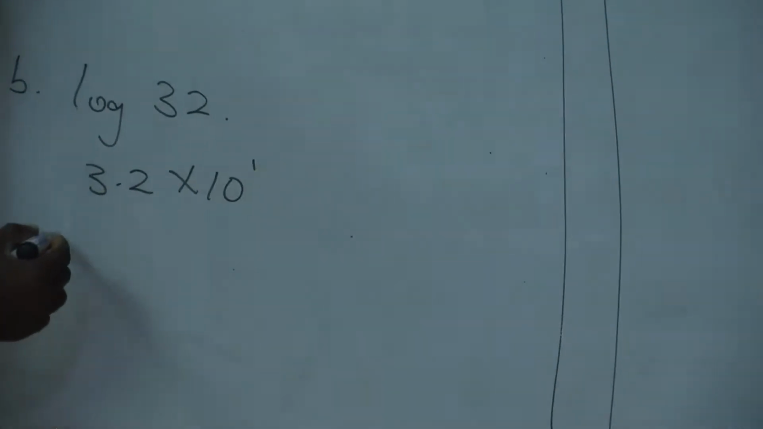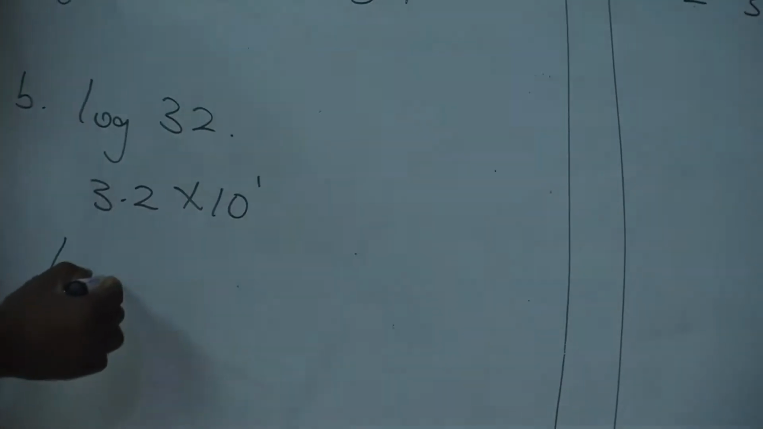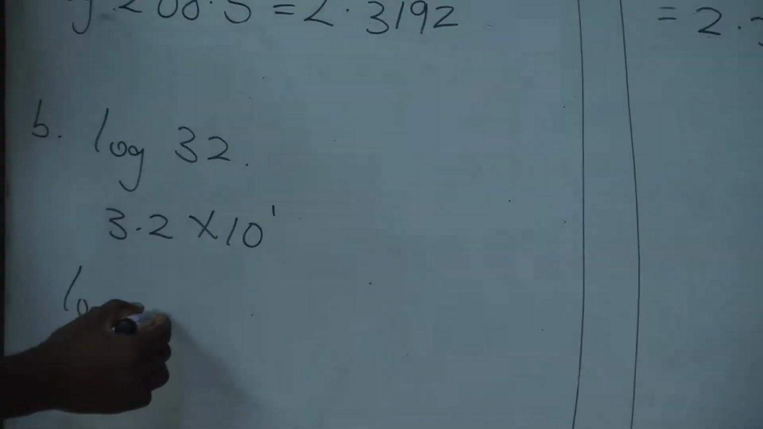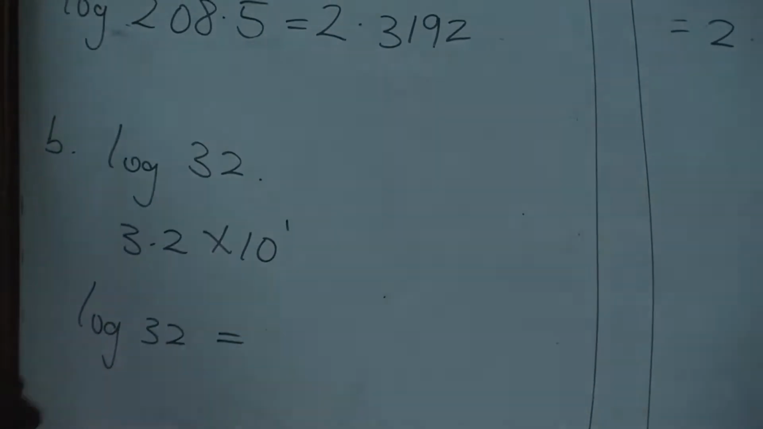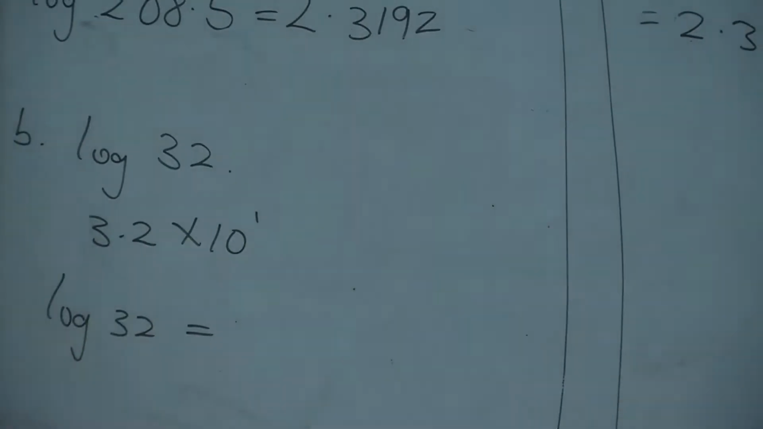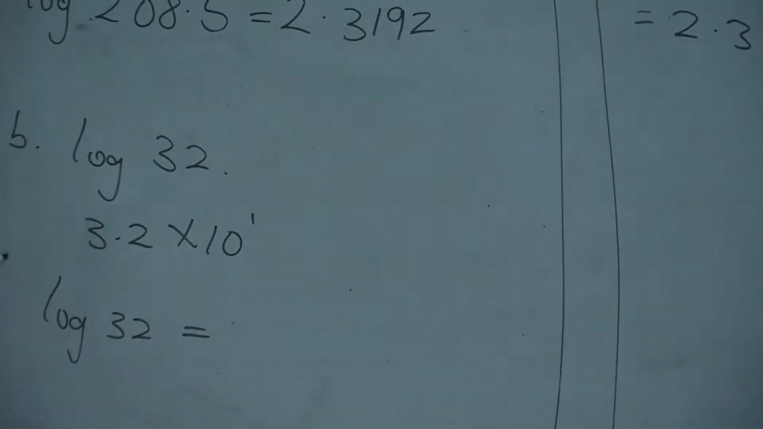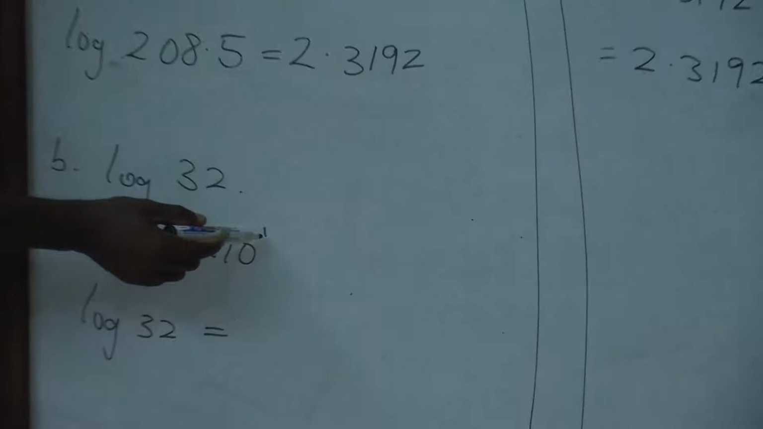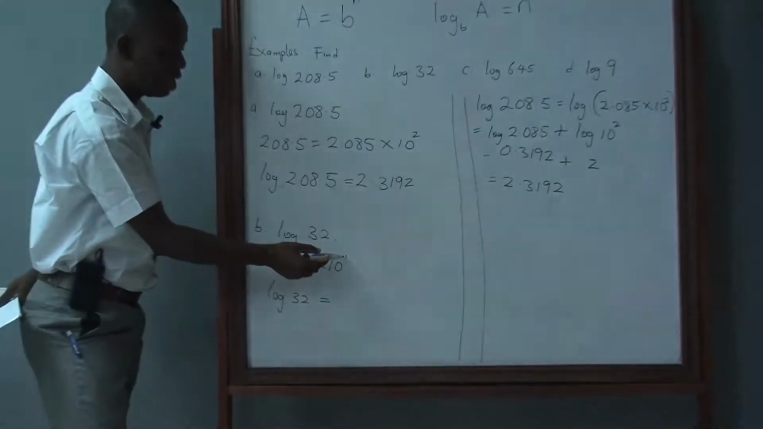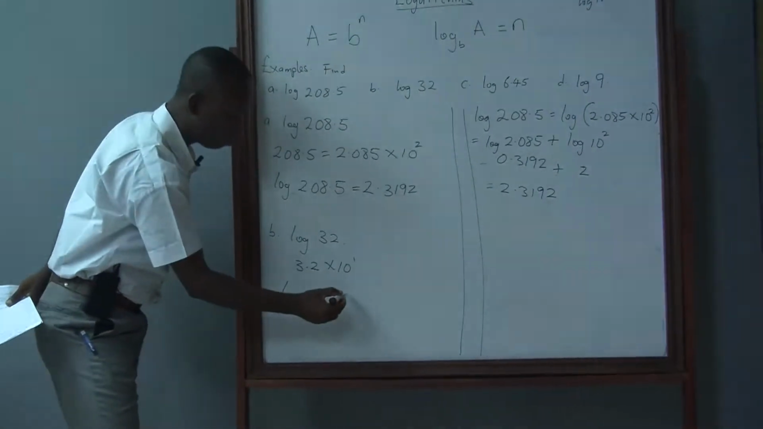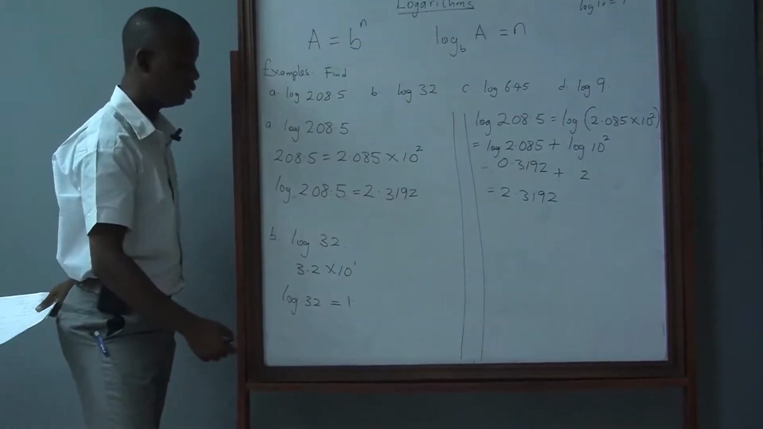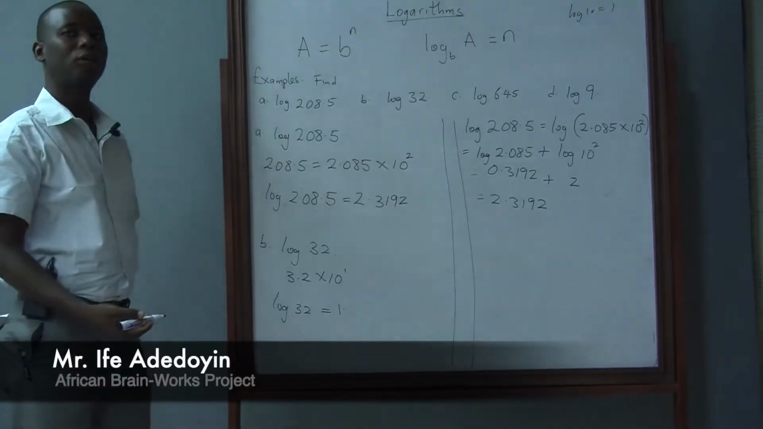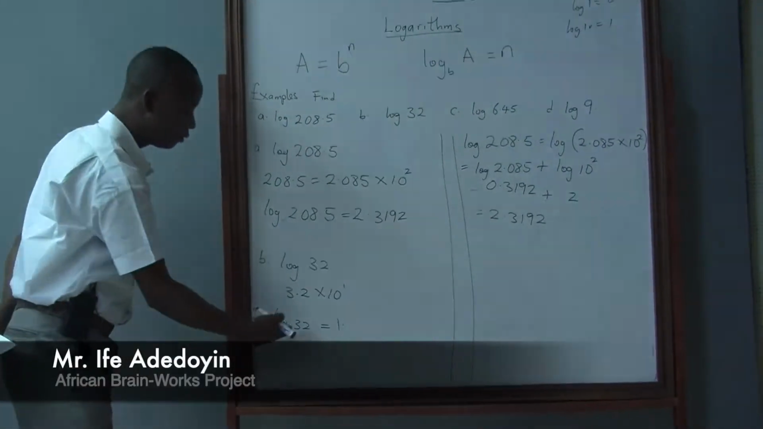Yes. So we have log 32 equals to, now the first part, which is the characteristic. According to what we have earlier, it's going to be the power that 10 is raised to. And here, 10 is raised to the power of 1. So 1 point. Then we now go to check in our four-figure table what this value will be.